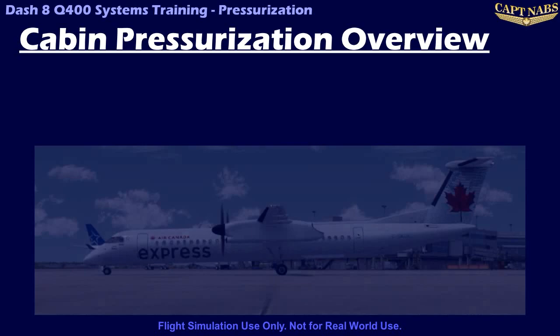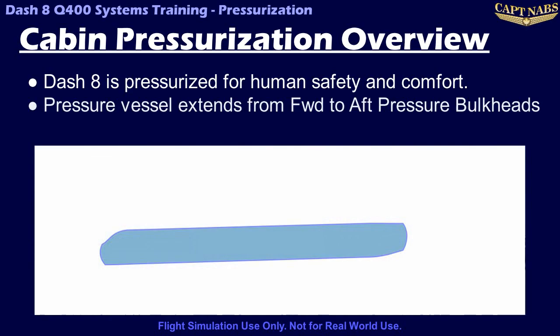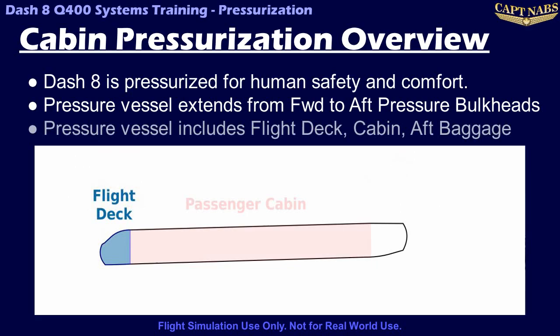Like most other transport category aircraft, the -8 Q400 is pressurized for passenger safety and comfort. The pressurized section of the -8 Q400 encompasses the entire fuselage between the forward pressure bulkhead, located in front of the flight deck, and the aft pressure bulkhead, located in the tail section of the -8. This section contains the flight deck, the passenger cabin, and the aft cargo area.